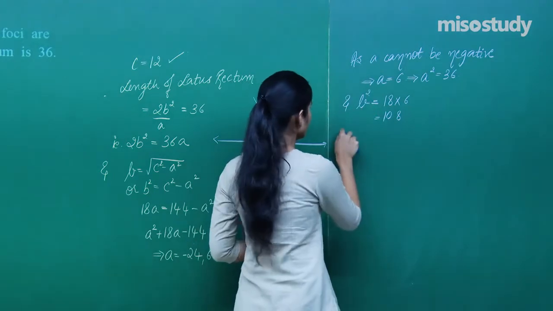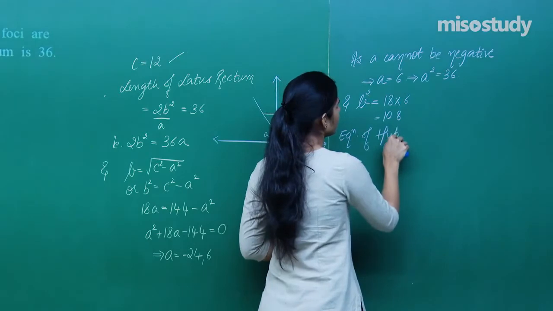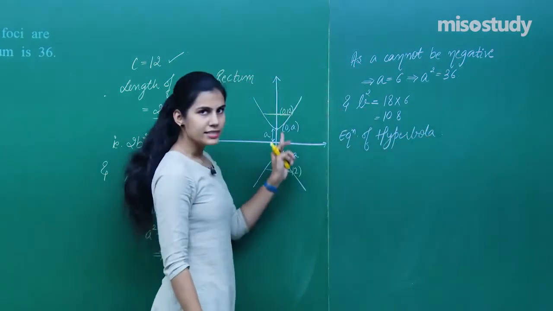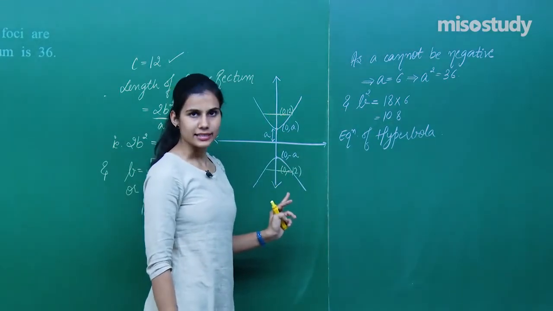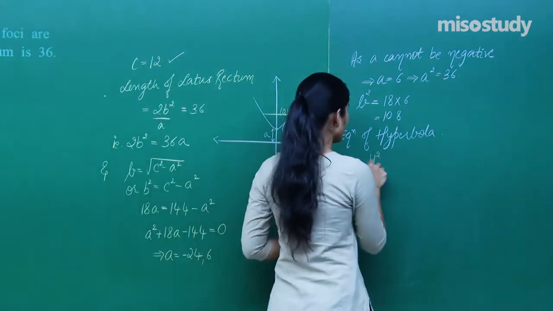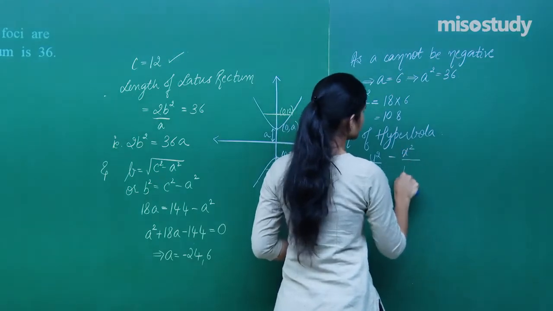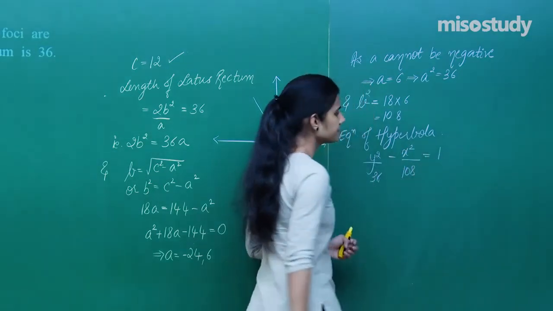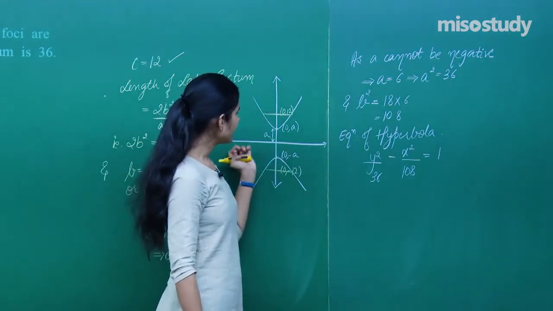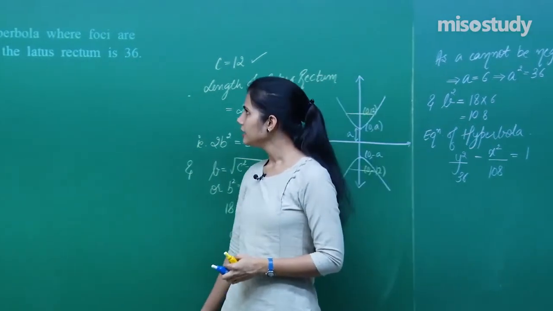So what is the equation of my ellipse? Not ellipse, hyperbola. The equation of this hyperbola is, what is this? Transverse axis is along the y-axis and conjugate axis is along the x-axis. It is given by y square by a square minus x square by b square equals 1. That is the very hyperbola. Let's move to the next one.